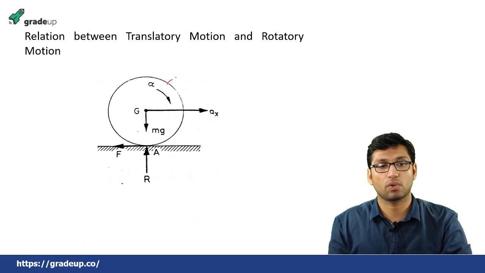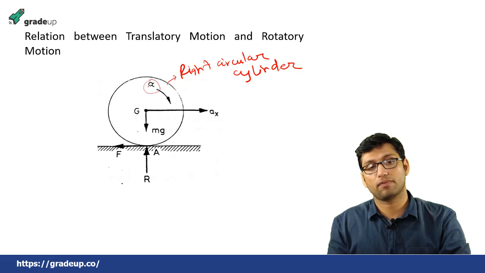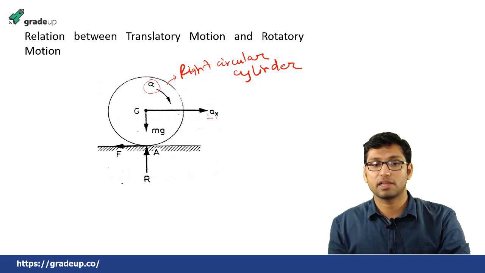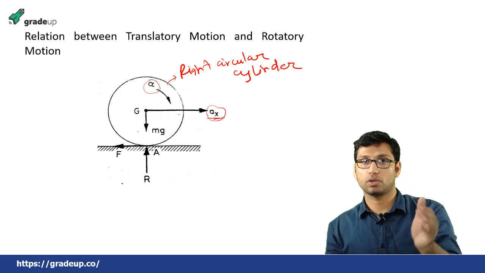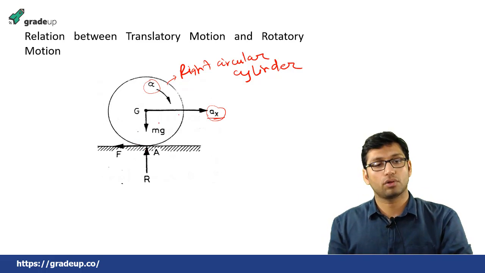Suppose this is a right circular cylinder. Now this right circular cylinder is rotating, having some angular acceleration alpha, and it also has a translatory acceleration in the x direction, equal to ax. That is, it is having both rotatory motion as well as translatory motion. Also, its weight mg is acting at the center of gravity, and there is also a reaction force and a force of friction.